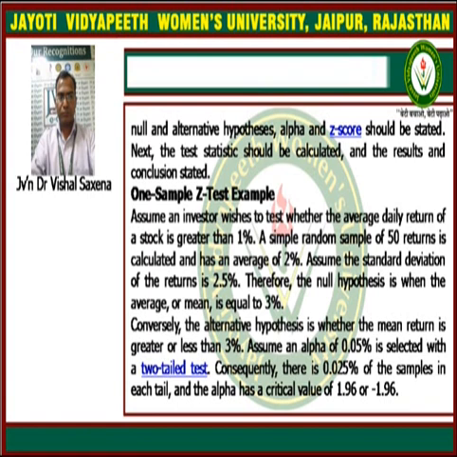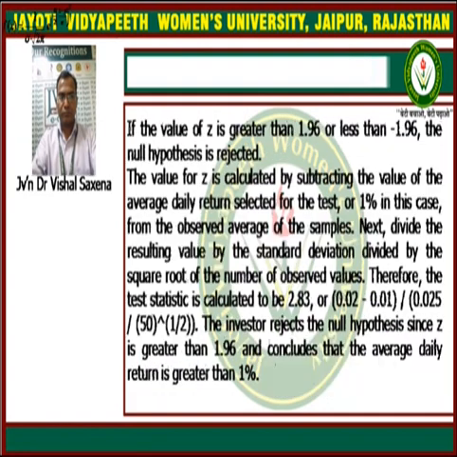Assume an alpha of 0.05 is selected with a two-tailed test. Consequently, there is 0.025 of the samples in each tail, and the alpha has a critical value of 1.96 or minus 1.96. If the value of Z is greater than 1.96 or less than minus 1.96, the null hypothesis is rejected.